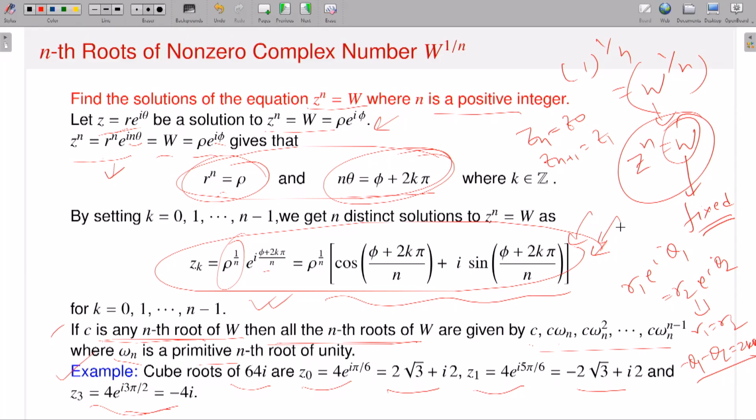So I have written it. What are the cube roots of 64 times i? This is my z_0, this is z_1, and this is z_2. Yes, this should be z_2, not z_3. There is a typo. This is z_2. You can calculate it using this formula.